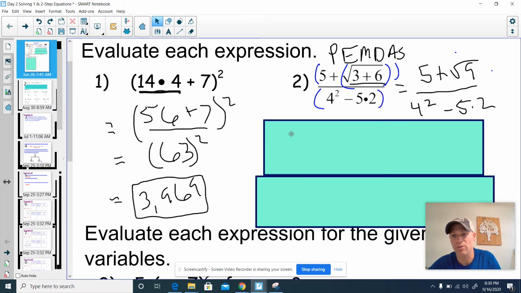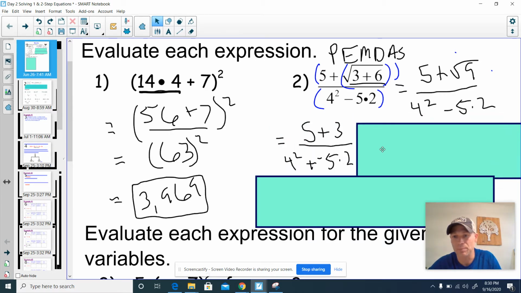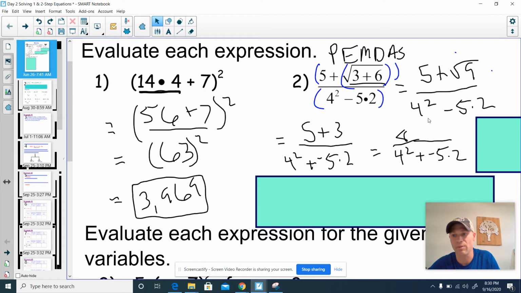So I'm just going to finish off the numerator here. So that means I'm going to go ahead and square, take the square root of 9, which is 3, and then I'm going to add 5 plus 3 to get 8. And notice I haven't even touched the denominator yet. Okay, so get rid of that one. And then I'm going to start working on the denominator.